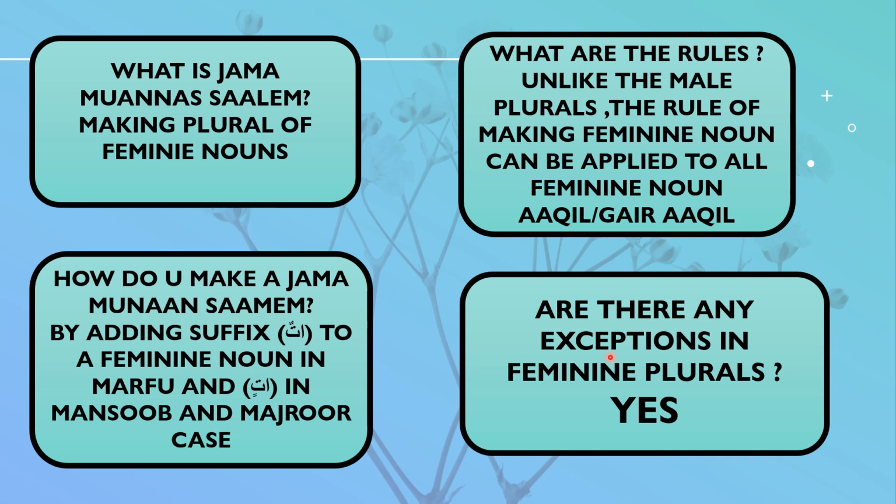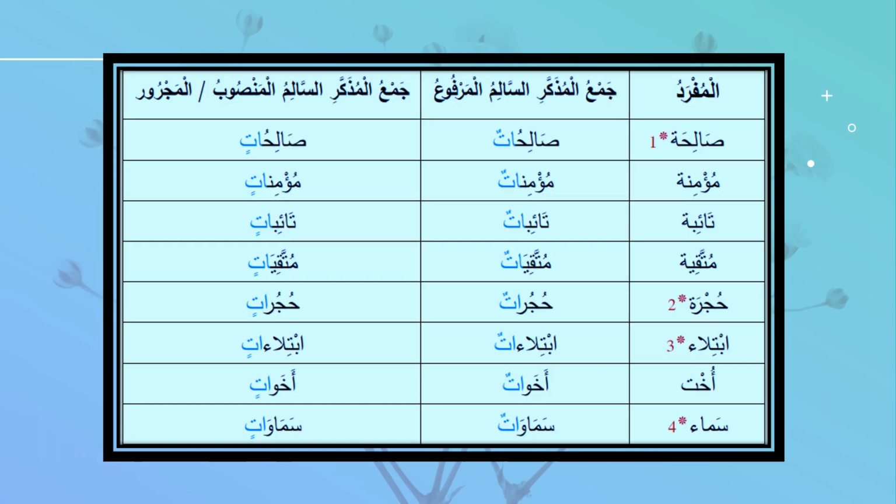Yes, there are a lot of exceptions, and I'm going to cover that also. So let's check the first thing. Now let's check the structure of the Jama Muannas Salim here in Marfu case and Mansub and Majroor case. So the first noun here is Salihatun. Salihatun is a feminine noun, singular, as you can see the ta marbuta.